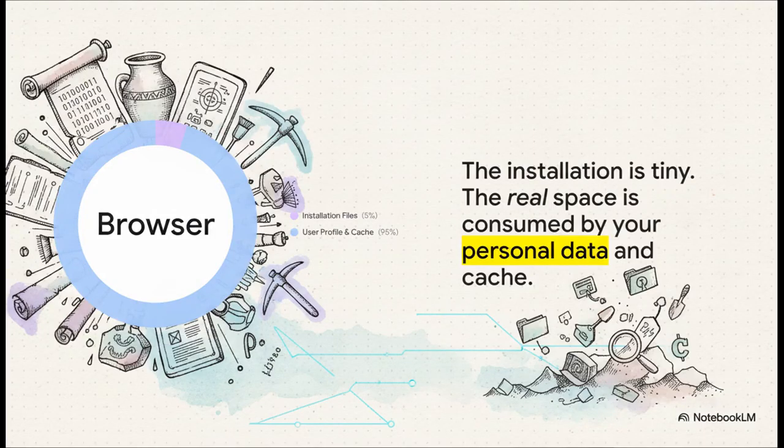This chart says it all, doesn't it? When you install something like Google Chrome, the actual program is that tiny little 5% slice. The other 95%, that's all you. It's your browsing history, your cookies, your saved images, all the data that makes your experience seamless. And believe me, over the years, that personal data footprint gets absolutely massive.